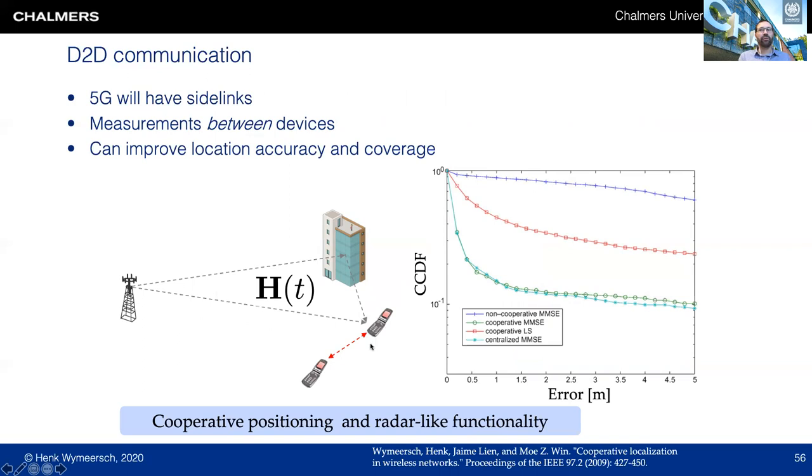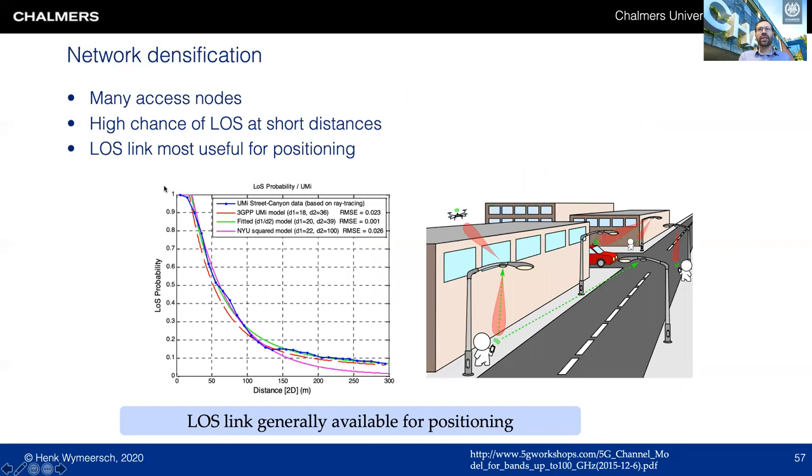Okay, this is the fifth of the seven topics. So when we go to higher frequencies, we will need to put many more access points, which means that there's a higher possibility for line of sights. And the line of sight link is, of course, the most important link for positioning. It's not strictly needed, but it's the one that brings the most Fisher information. So with more network densification, we'll have a higher chance of line of sight, good for positioning. So these are all the properties that are typically considered in 5G.